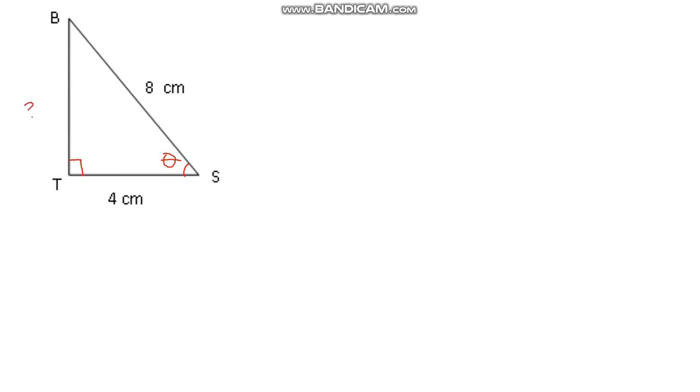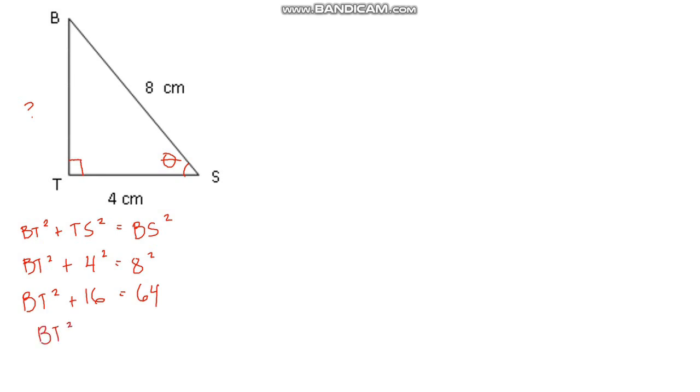But since this is a right triangle, we can use the Pythagorean Theorem so that we can solve for the missing side. So using the Pythagorean Theorem, we know that BT squared plus TS squared is equal to BS squared. So let's substitute all of the values. BT squared plus TS is 4, then square it. BS is 8, then square it. So BT squared plus 16 equals 64.